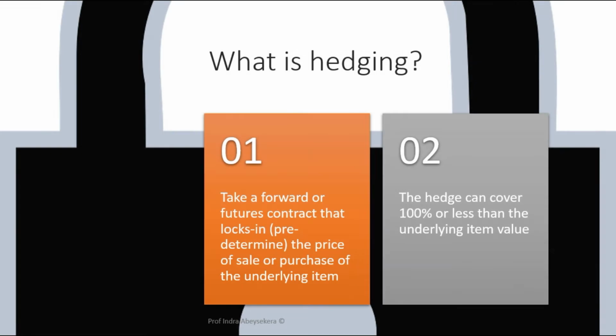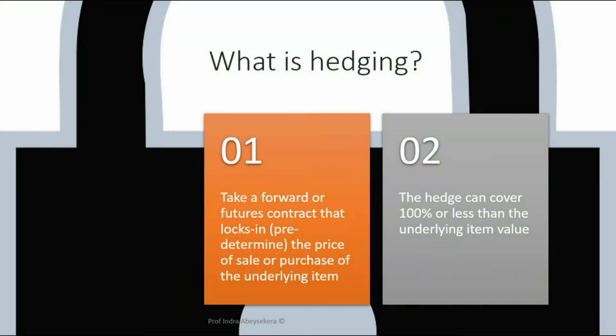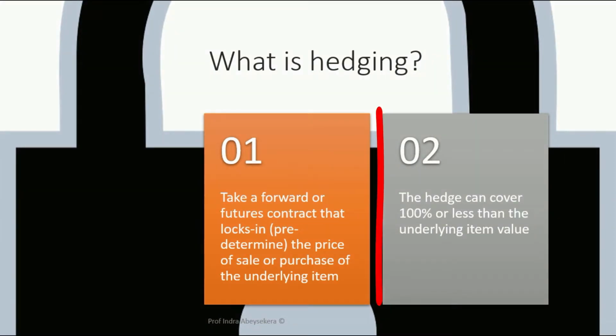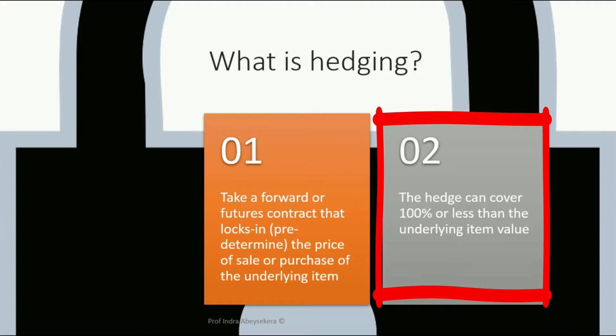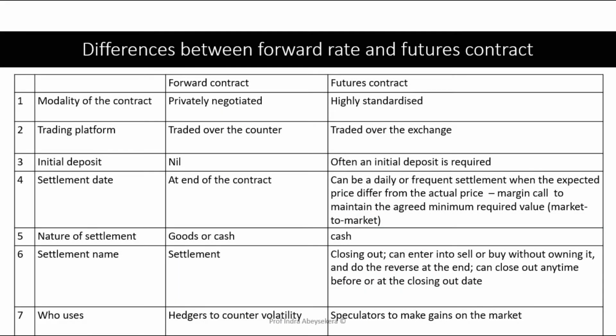When we take a forward contract or a futures contract, we lock in the price of a sale or purchase of the underlying item. The hedge can cover 100% of the underlying item or less than that. When we compare forward contracts and futures contracts, there are 7 aspects where there are differences.